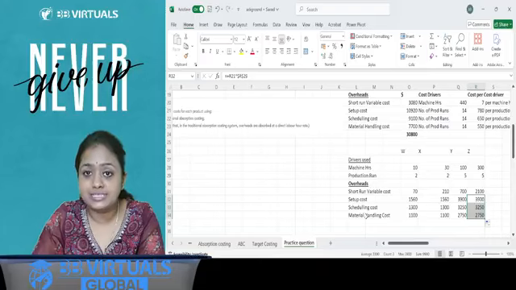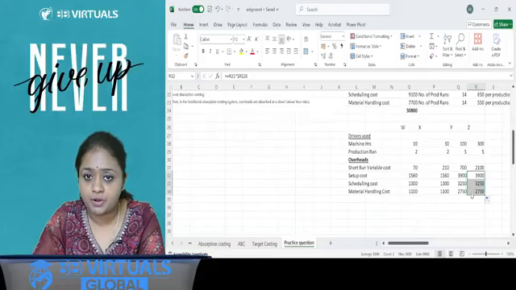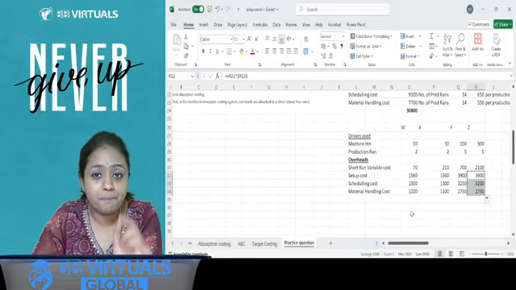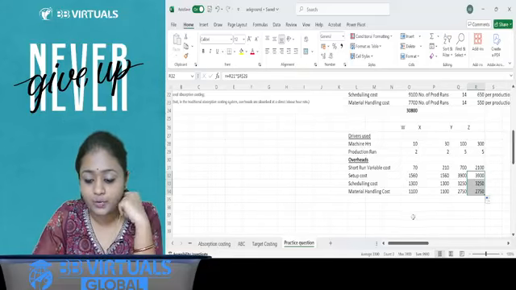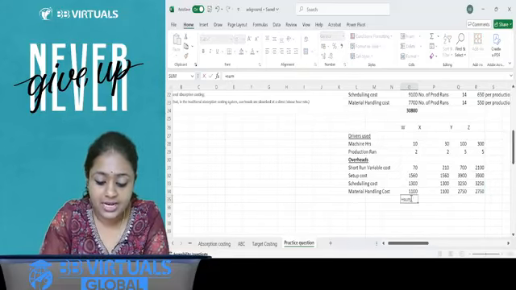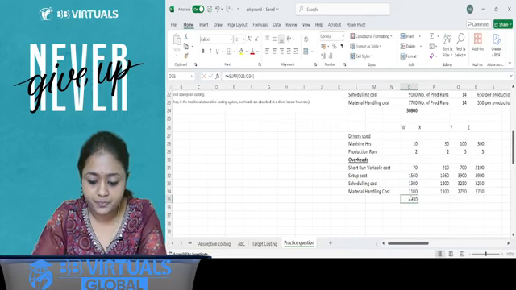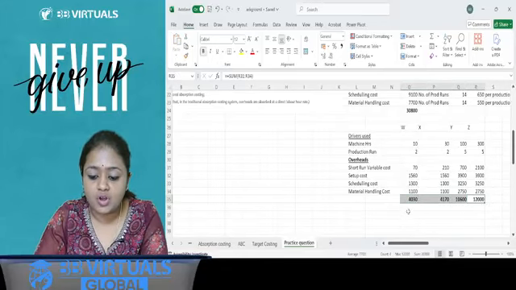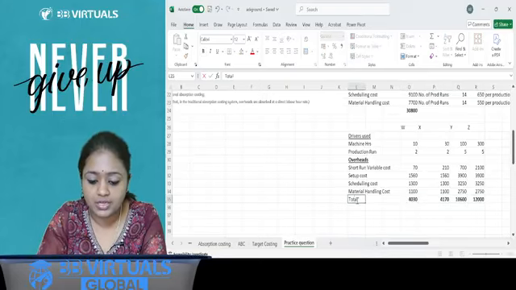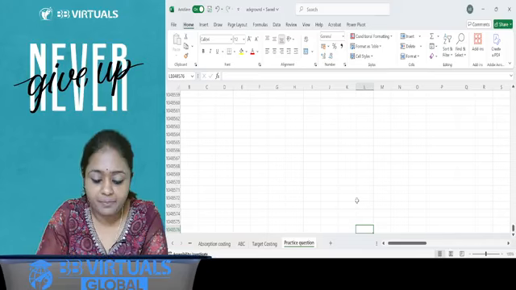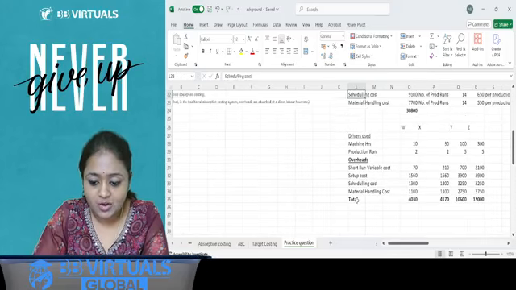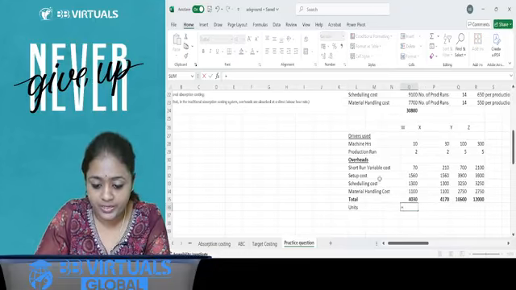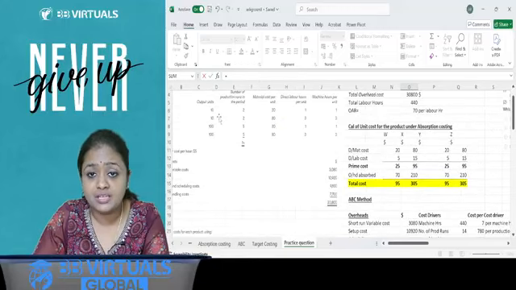Okay, now you can see that I've got the overhead cost for all the products, but this is not the per unit cost. What we need in the formula is per unit cost. So let's calculate quickly the per unit cost, get the total of the overhead cost. Okay, the total overhead cost is this. Now we will divide it by the number of units.